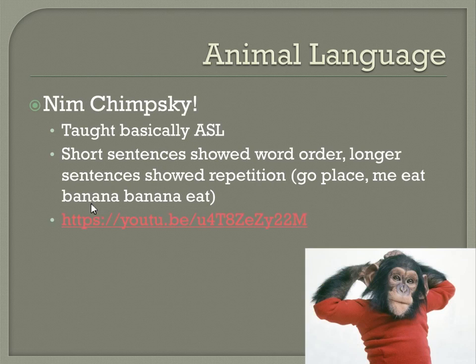Nim Chimpsky, which is a play on Noam Chomsky, is a chimp that was taught basically ASL, and his short sentences showed word order, his longer sentences showed repetition, which is what children tend to do. There's a whole documentary on Nim Chimpsky, and then there's actually a YouTube video on Noam Chomsky's reaction to Nim Chimpsky that you can watch. So it showed some of the things that you would expect from kids.